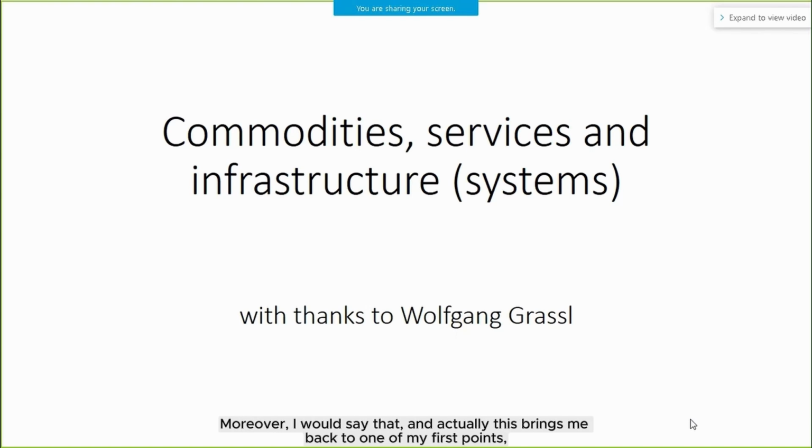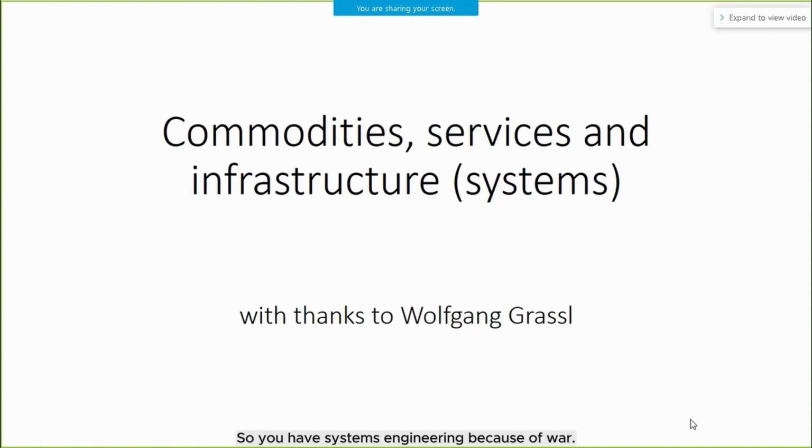Moreover, this brings me back to one of my first points. The reason why we have systems engineering is because the DoD pays for it. Why do they pay for it? Because of war, or because bad things happen when you have military operations going on, mainly because of war. So you have systems engineering because of war. That doesn't mean war is a system.